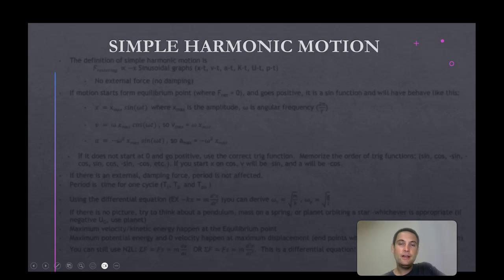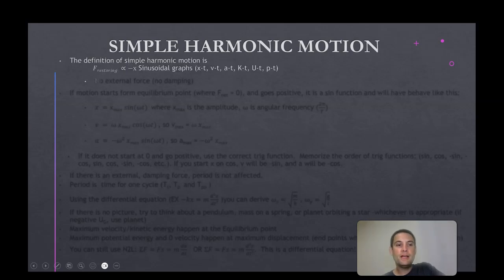Onto oscillations, specifically simple harmonic motion. The definition of simple harmonic motion is that the restoring force is proportional to your displacement, but acting in the opposite direction. You're also going to be producing sinusoidal graphs, whether it's position versus time, velocity versus time, acceleration versus time, kinetic energy versus time, potential energy versus time, momentum versus time. These are all going to be sinusoidal or sine-like. There is also no external force, which means there's no damping happening.